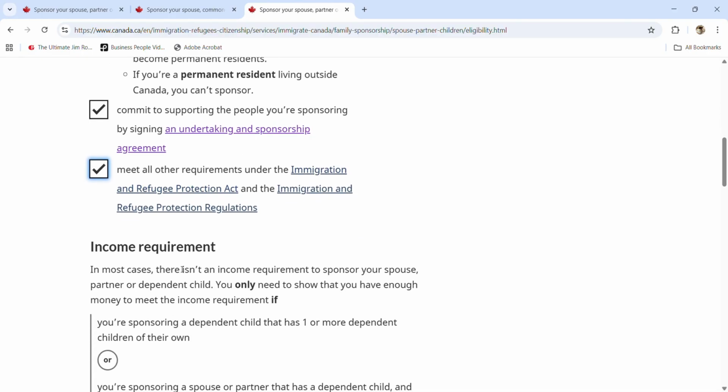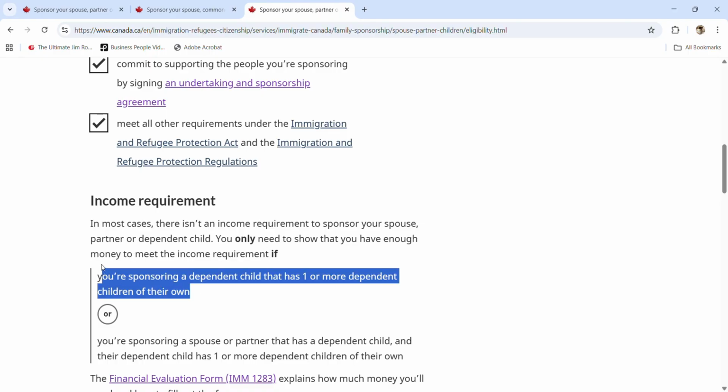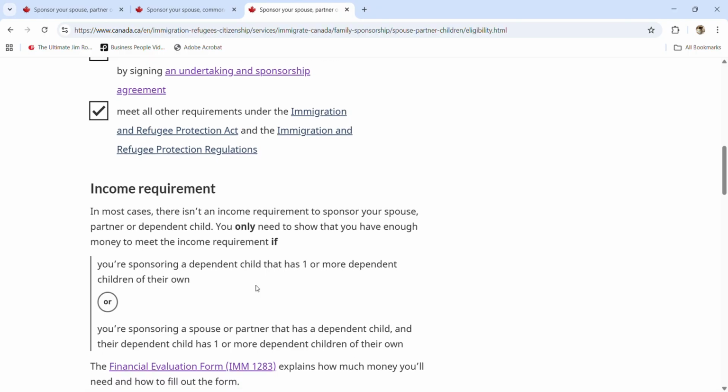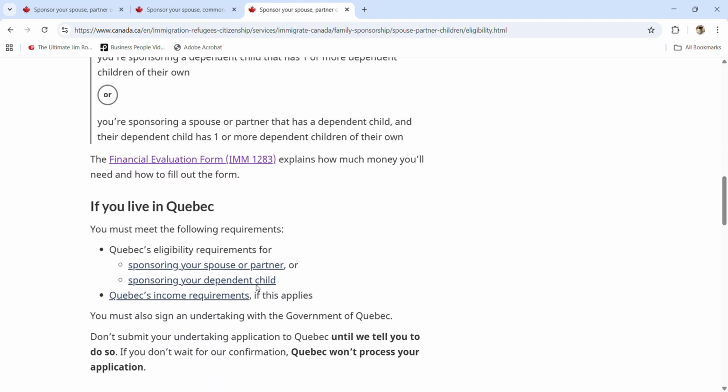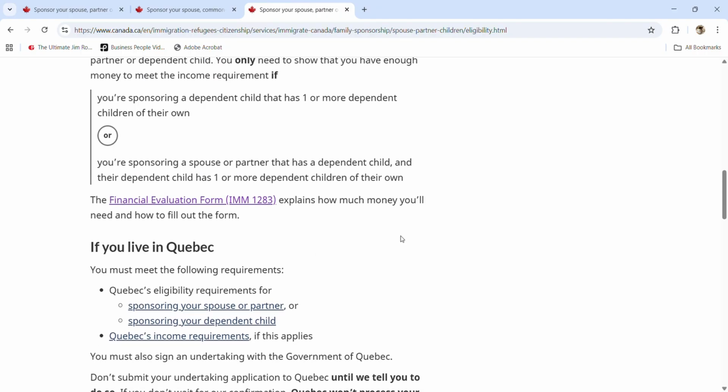All right. And next, that is the income requirement. In most cases, there isn't an income requirement to sponsor your spouse or dependent child. You only need to show that you have enough money to meet the income requirement if you are sponsoring a dependent child, and that dependent child has one or more dependent children of their own. In that case, you need to prove to the government that you have enough money.